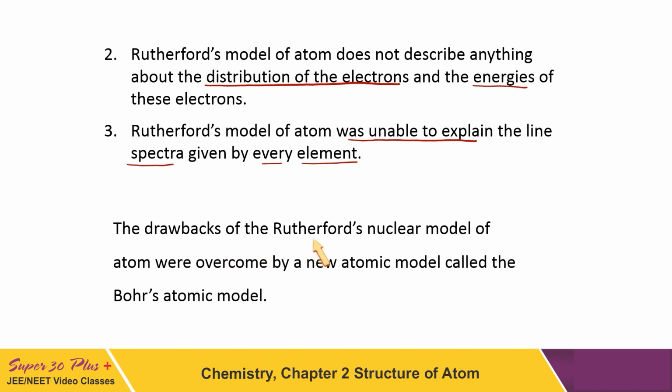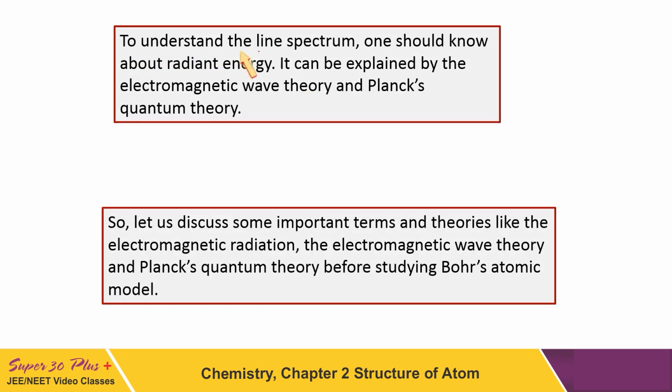The drawback of the Rutherford nuclear model of atom was overcome by the new atomic model called Bohr's atomic model. So now we will switch towards the Bohr atomic model, although we will not discuss it directly. In order to understand the line spectrum, you should know about radiant energy. What is radiant energy? This can be explained by the electromagnetic wave theory and Planck's quantum theory.